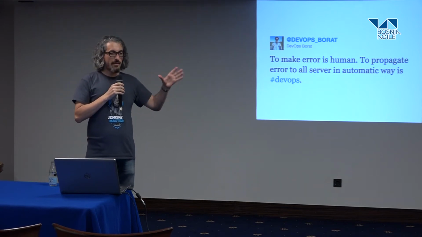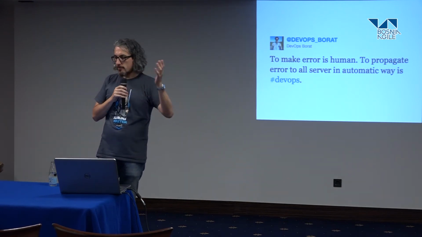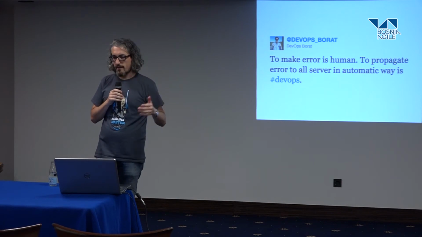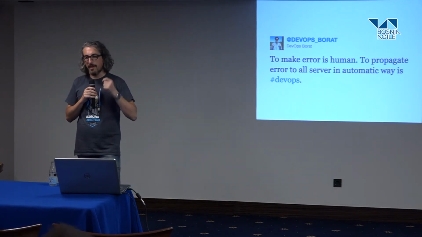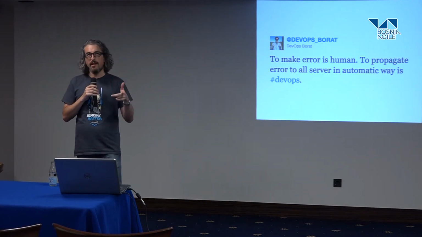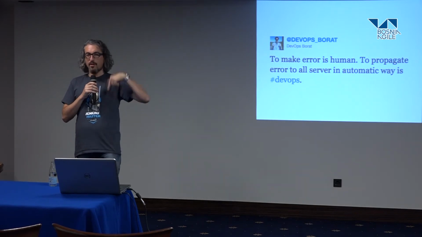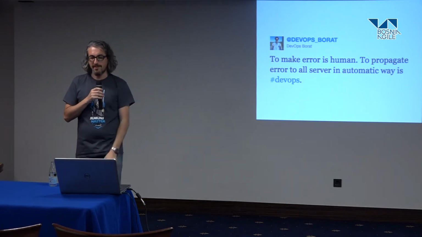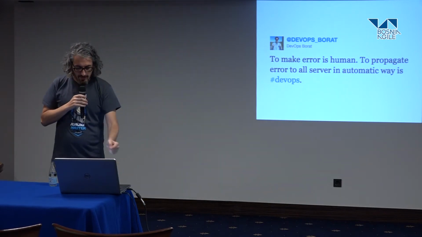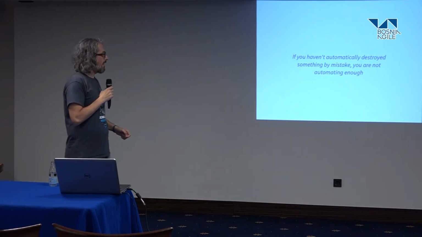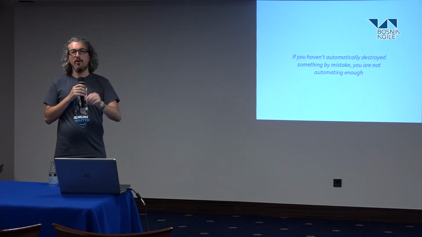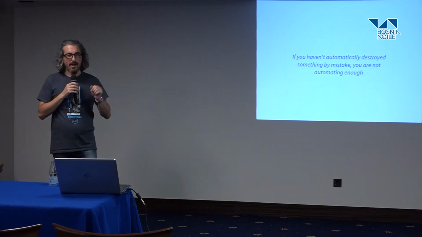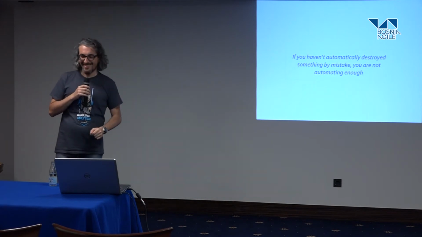So once you have it automated enough, I could tell you some stories, but I would have to kill you afterwards, on how you can deploy something that basically breaks. You can have automatic deployment break something that breaks your automatic deployment, so you cannot fix it with your automatic deployment. But that led me to another quote that I came up with: if you haven't automatically destroyed something by mistake, it means that you are not automating enough. And again, we can talk about this off the record.